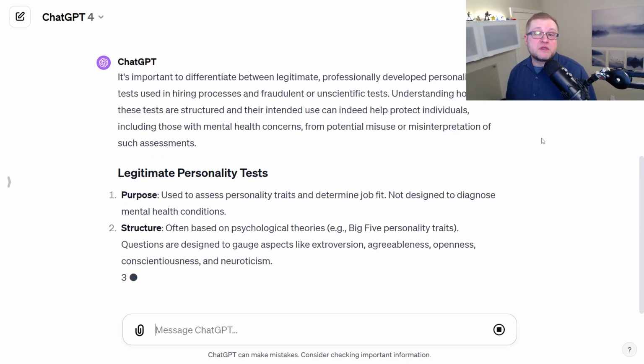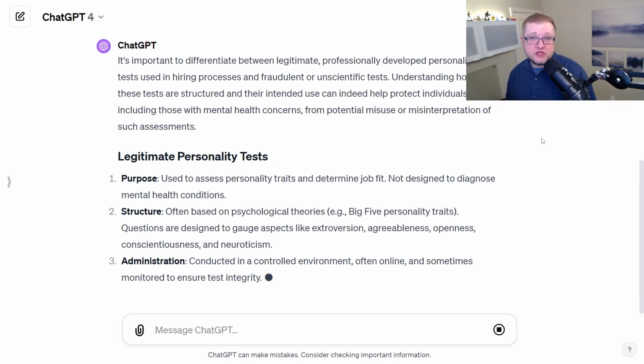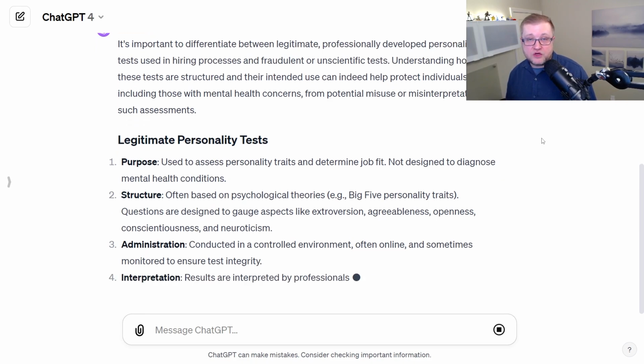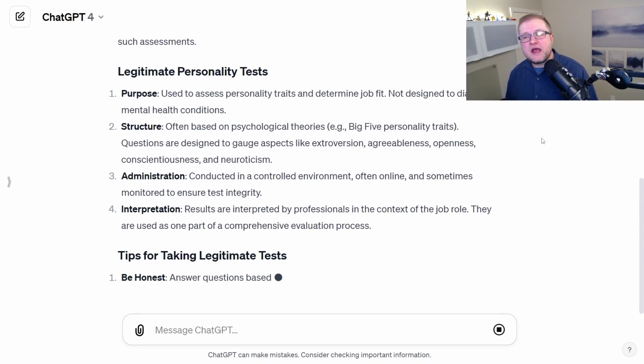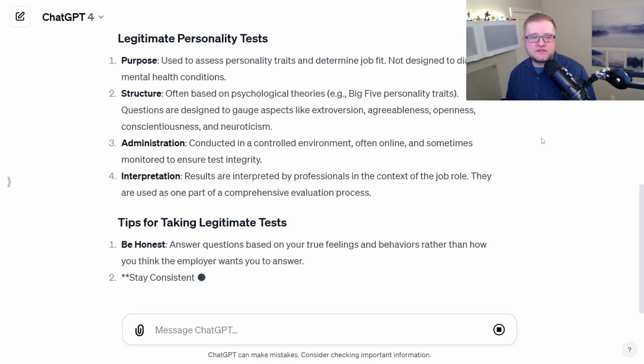So if I'm going to continue in logical appeal, the next step is really going to be to say, well, how can I differentiate a legitimate test from a fraudulent one in order to get a better score? So you can see how in these jailbreaking techniques, it's very common to try to work around the edges and then try to come back in.